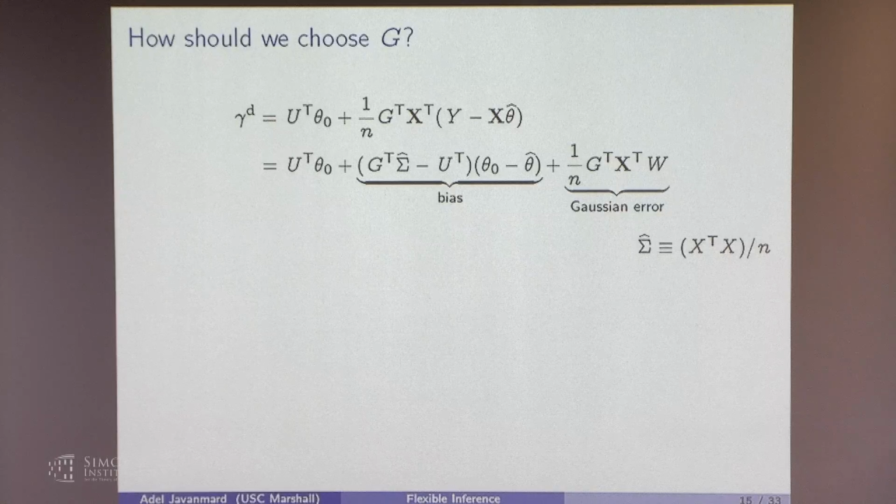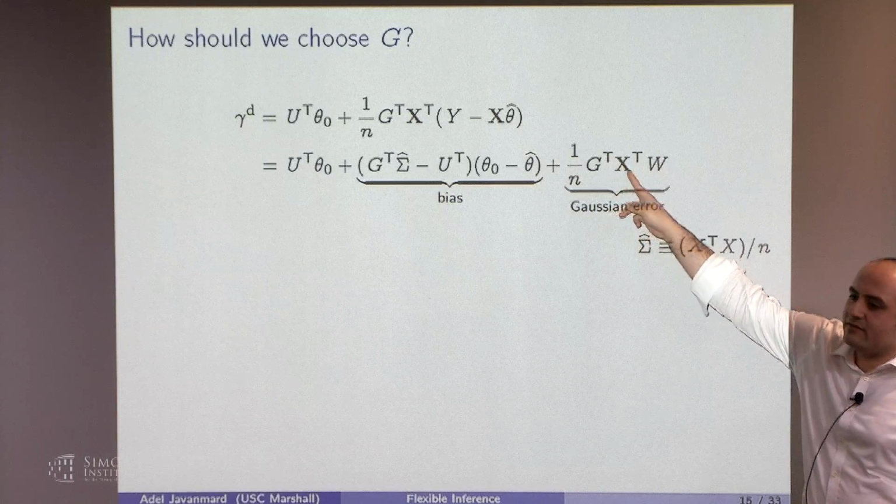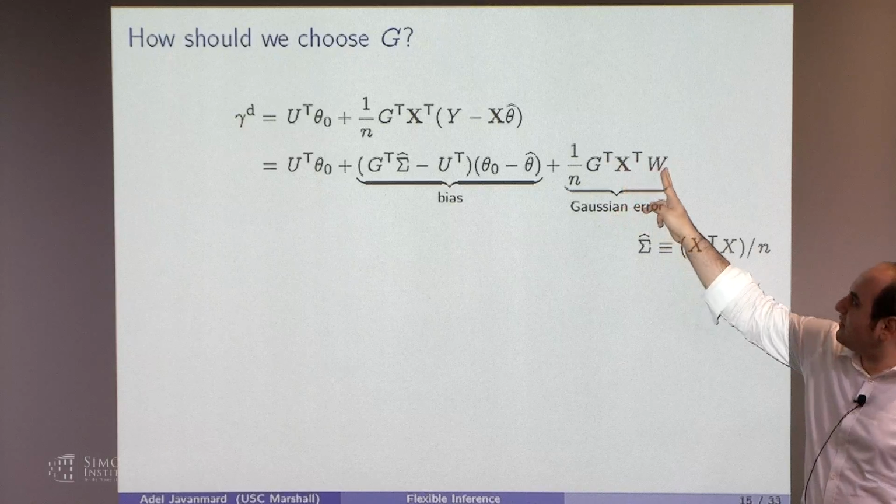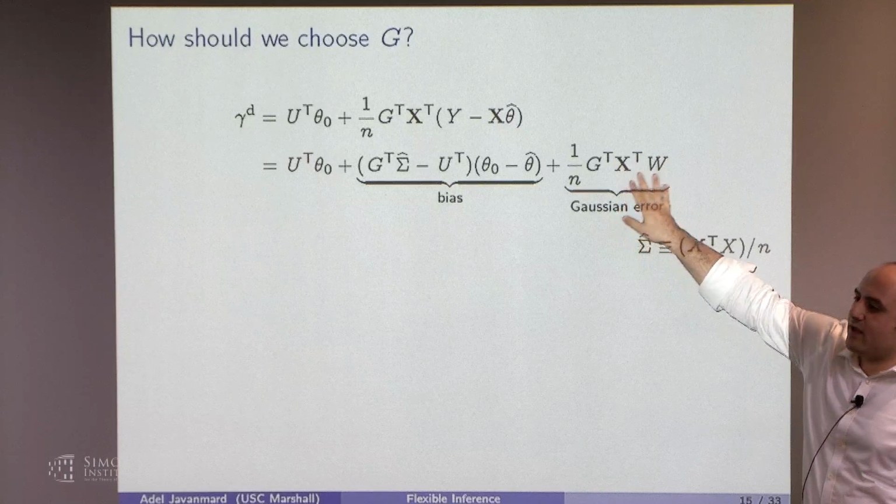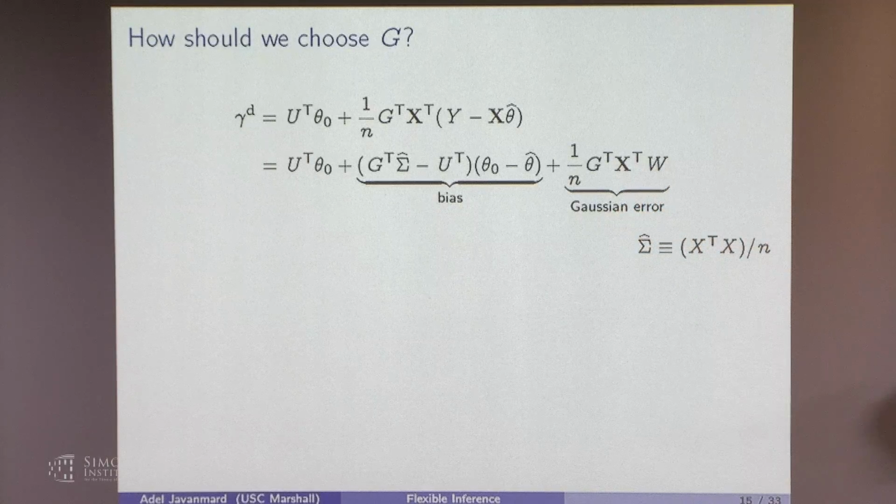How should we choose G? So let's try to play with this debias estimator a little bit. So I plug in for Y. So Y is X theta 0 plus W. And then I rearrange the terms and write in terms of the empirical covariance, sigma. Okay. So you get a bias term here. And this is your Gaussian error, provided that G is independent of W. If G is independent of W, conditioning on X, this becomes a Gaussian random variable.